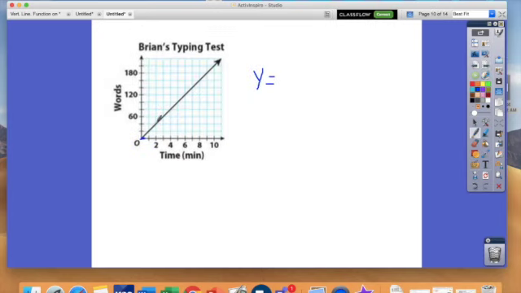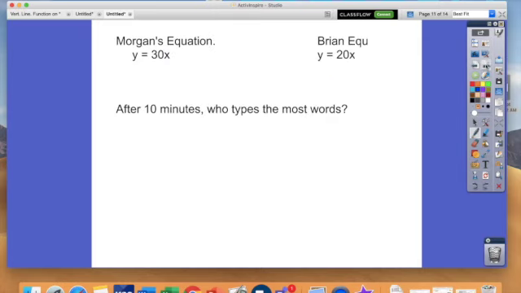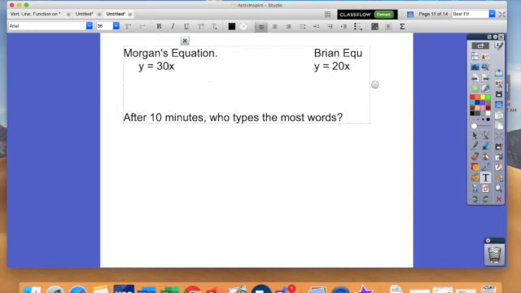Okay. And then I have a point right here, really. How far do I go over 1x? Okay. And then what's my y-intercept? Where does Brian start at? He starts at 0. So his equation, y equals 20x. Okay? So I have my two equations here. Oops, I messed up Morgan's equation here. Let me fix that. Should be 15.